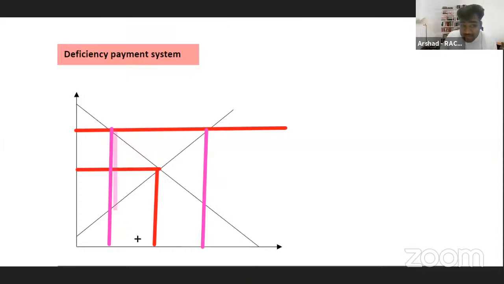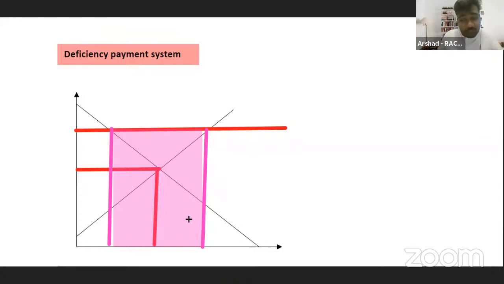But now I am saying, what if the government can't do anything with that? Even if they purchase, what if they can't export? What if they can't even store it and put it out later? Then what is the point of purchasing that? So in those kinds of situations, guys, the government uses something called a deficiency payment.